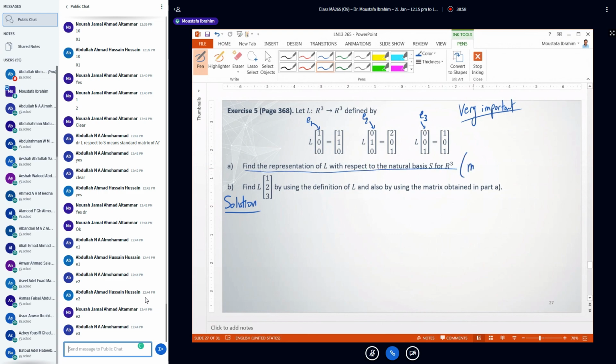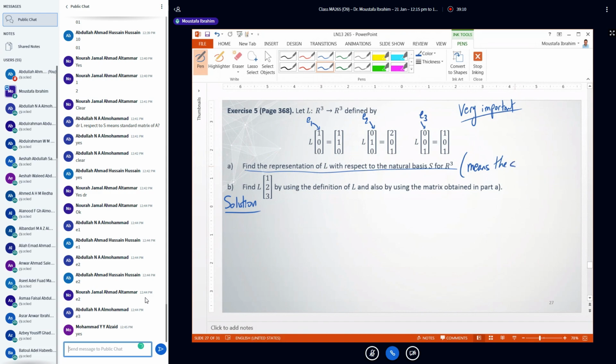Means, is it the standard basis? Here, if we have the standard basis, is it the standard matrix? Find the representation of L means, yes, the standard matrix. Let's call it A. So guys, yalla, let's answer.